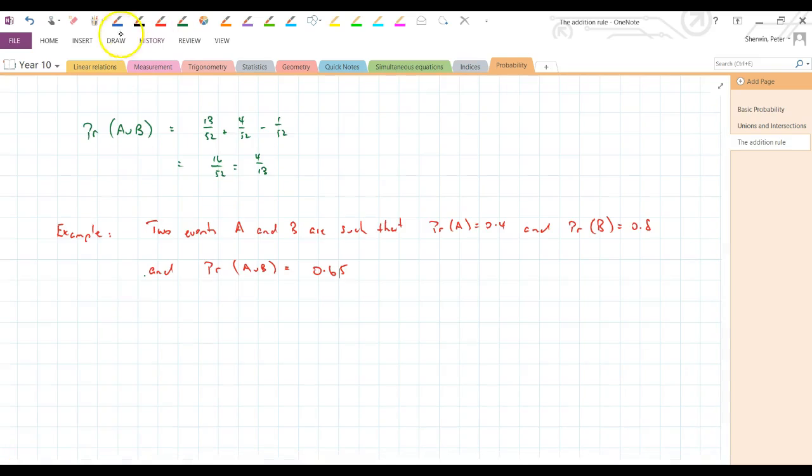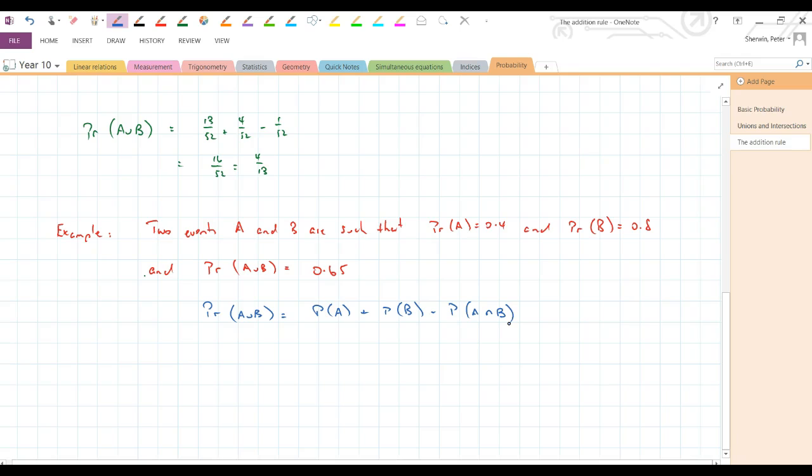All right, now last example here, we're just going to look at two events A and B. The probability of A is 0.4, the probability of B is 0.8, and the probability of their union is 0.65. Remember that the probability of A union B will equal the probability of A plus the probability of B minus the probability of A intersection B.